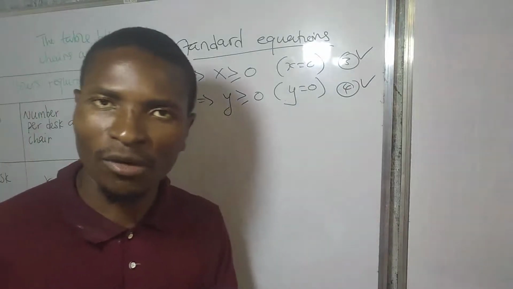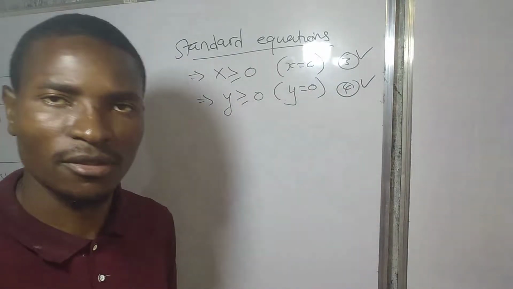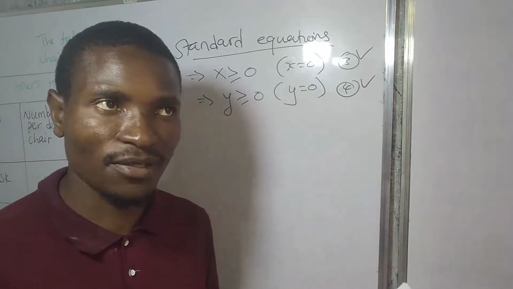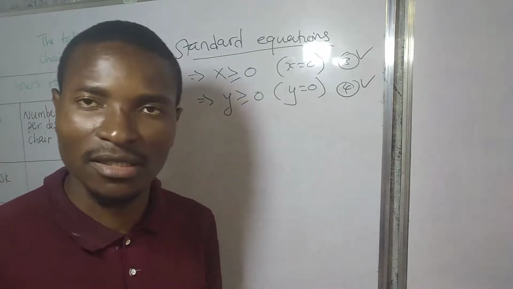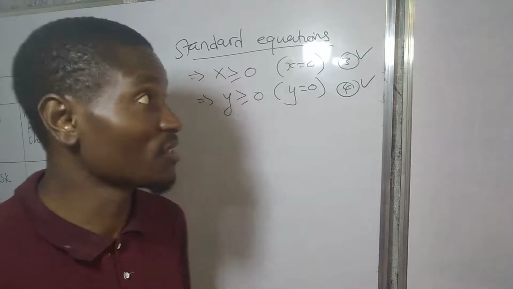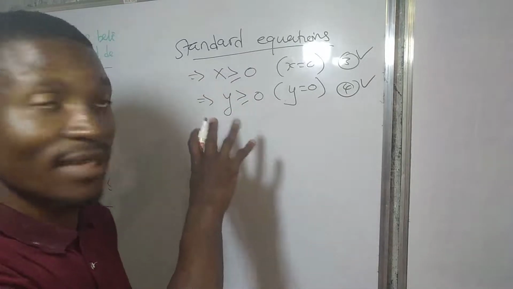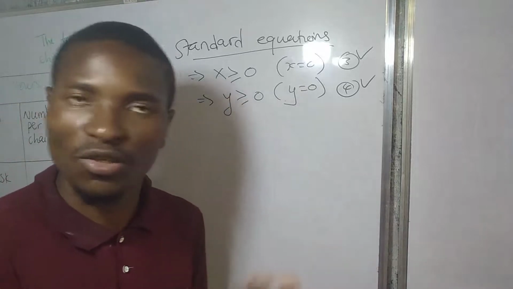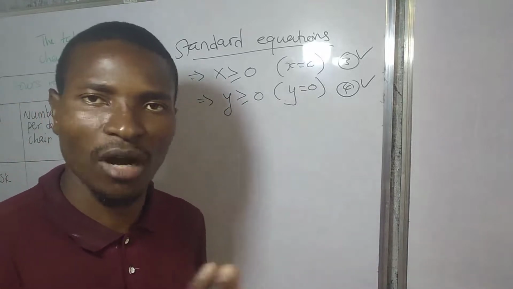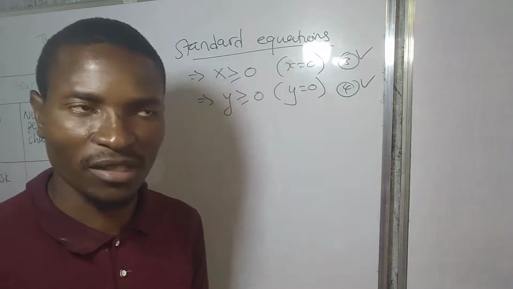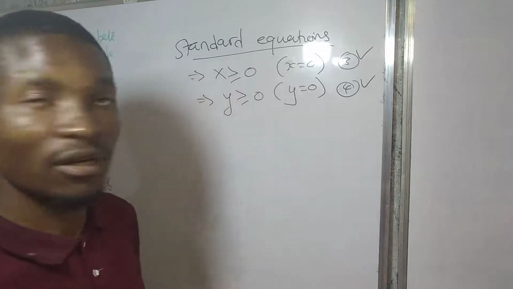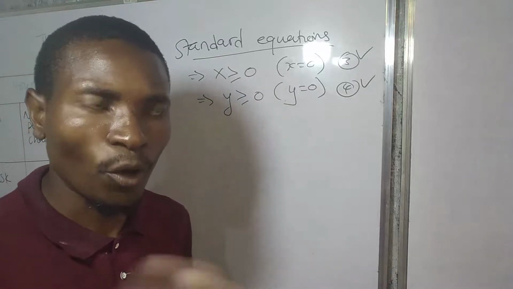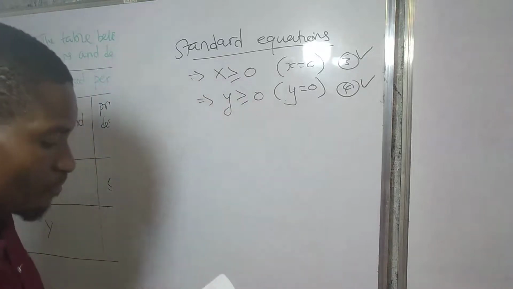So we'll understand more under this one when we do another example. Okay, so just know that there are also standard equations or inequations, which is x is always greater than or equal to 0. The reason why we have that is we just want to avoid the negative part, because we cannot have a negative number of desks x or a negative number of chairs y.